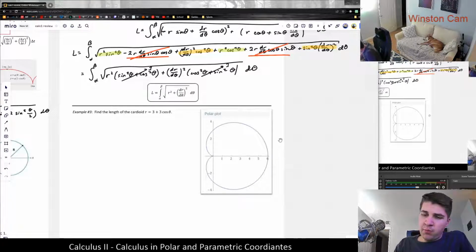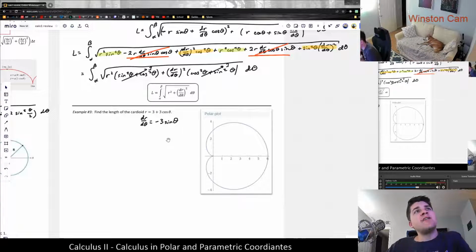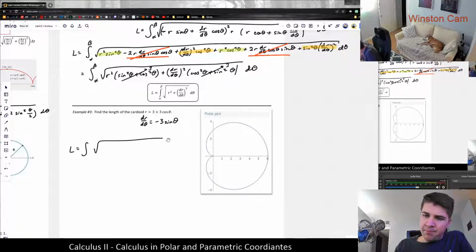So again, the first thing we need to know is, what is dr d theta? Just the derivative of it. Well, the derivative of 3 is 0, and the derivative of cosine is negative sine. And I think we did this one earlier when we were working with the cardioid with derivatives. But if I square those things and put them within a square root, the arc length of the curve should be r squared, so 3 plus 3 cosine theta quantity squared, plus dr d theta squared, negative 3 sine theta squared.